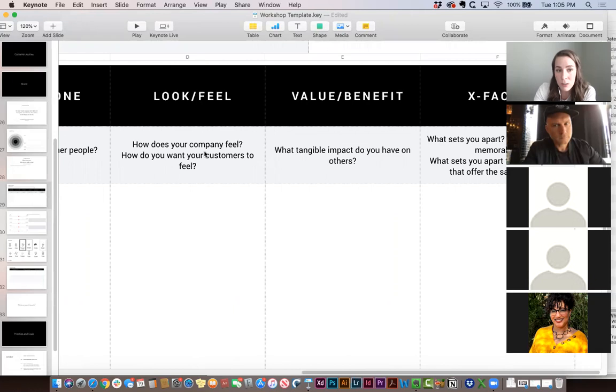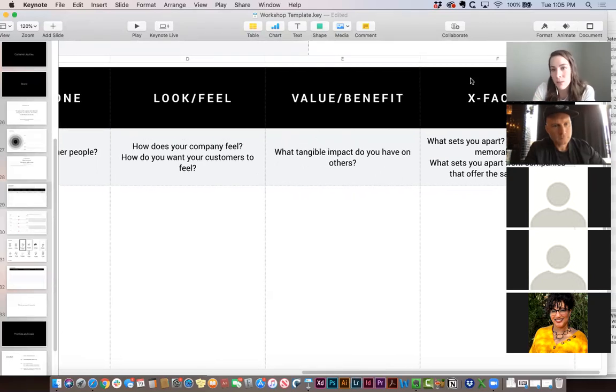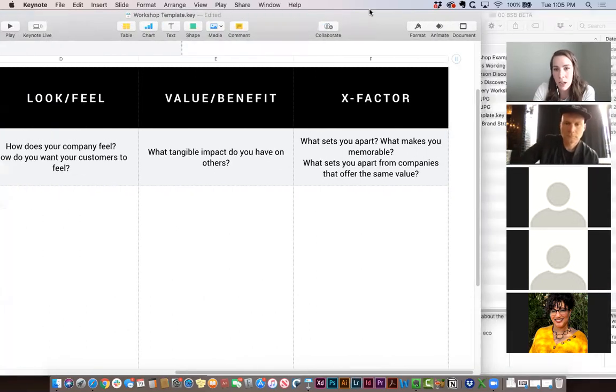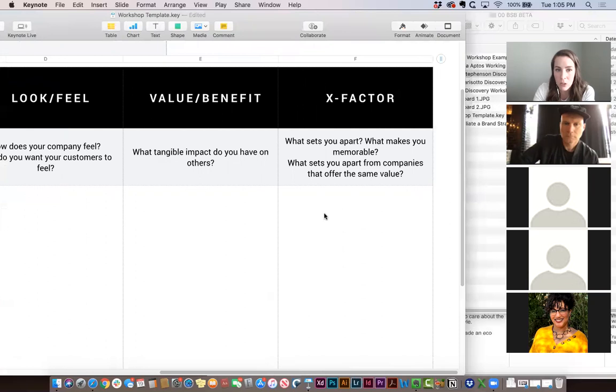The look and the feel. What do they imagine their brand to look like? Are there any other brands that exemplify that, or have that same feeling of the value and the benefit? What's the tangible impact that they have on others? And then the X factor is what sets you apart. Even if another brand gave the same benefit, like if there was another brand that did sleep meditation and helped someone go to sleep, what does my client Jason do that's different? What's Jason's X factor that makes him completely set apart?